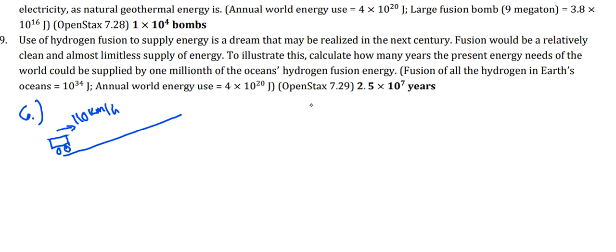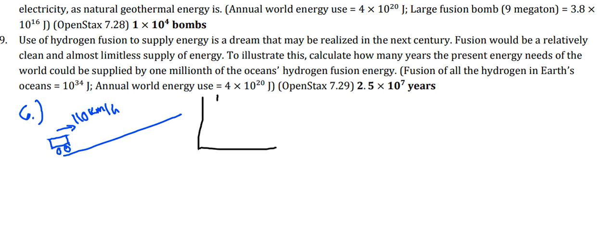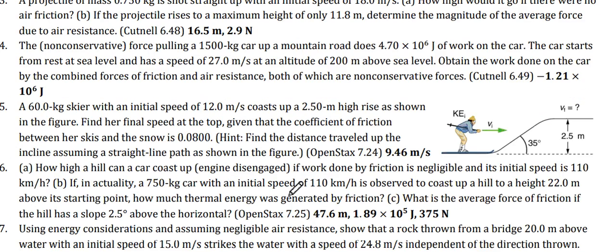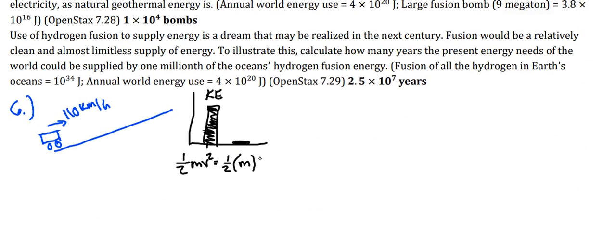All right, so let's think about what would happen in the bar chart world. At the beginning, this thing has a pile of kinetic energy. And what is that kinetic energy? 1/2 mv squared. It has no potential because it's on the ground. The mass, we don't know, which is fine for part A. But we do know the velocity, 110.